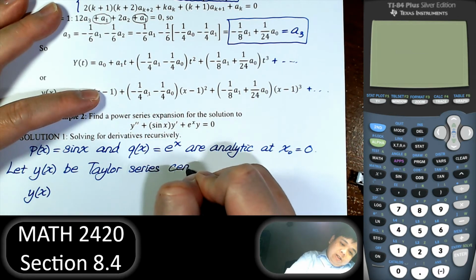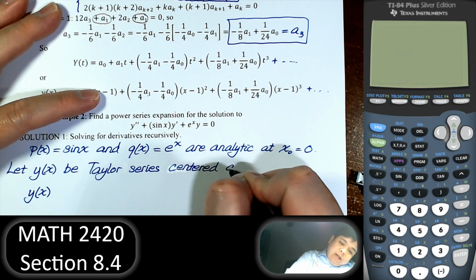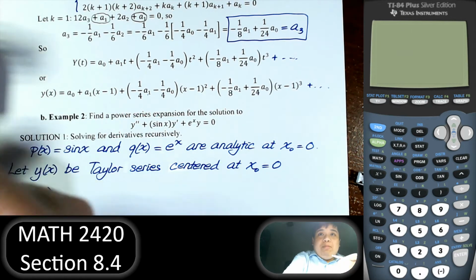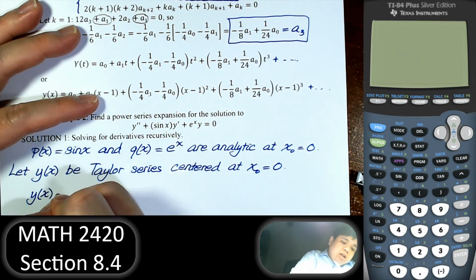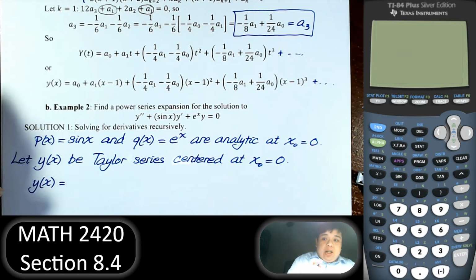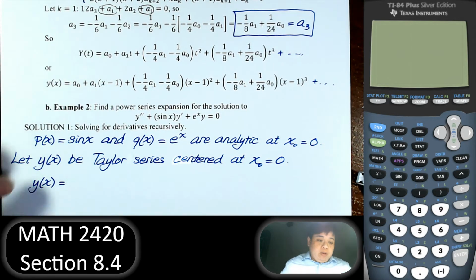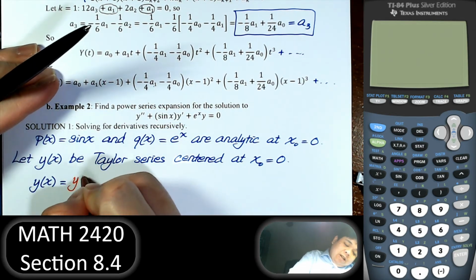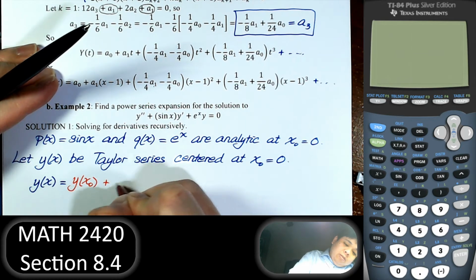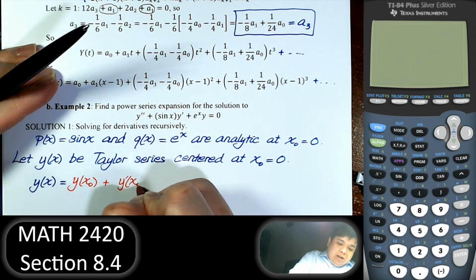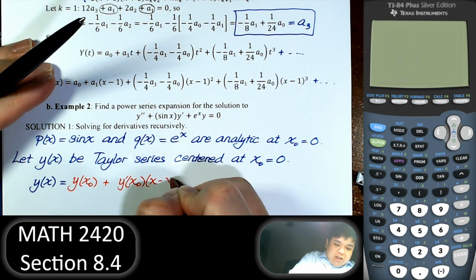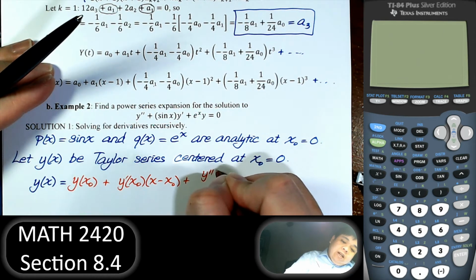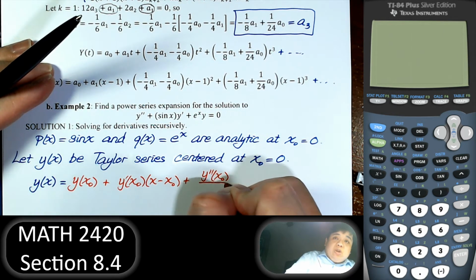The Taylor series has a center x naught. If the center is 0, we can also say Maclaurin series. But regardless, this is centered at x naught. So I will just write in general form. We have the function at x naught, plus the derivative at x naught times x minus x naught, plus the second derivative. Yes, that is the Taylor series when we have the derivative.